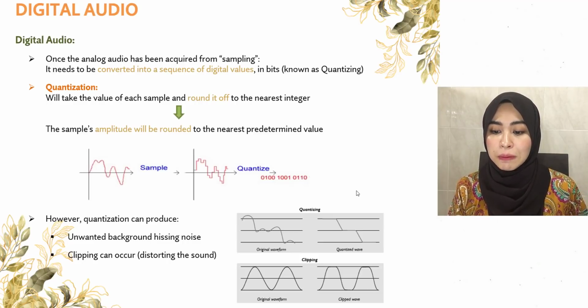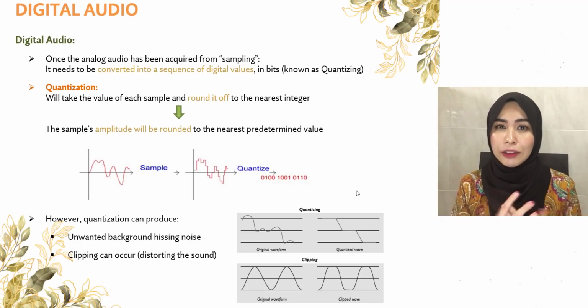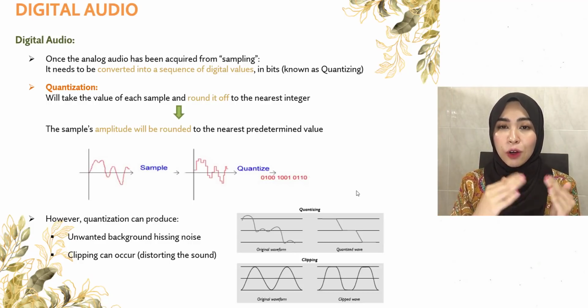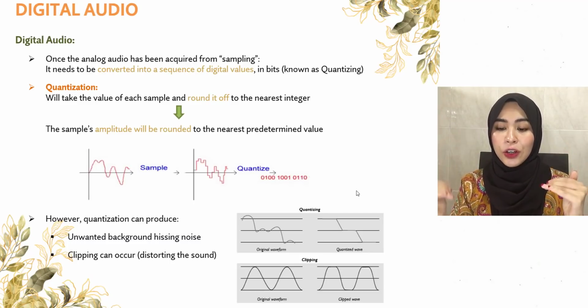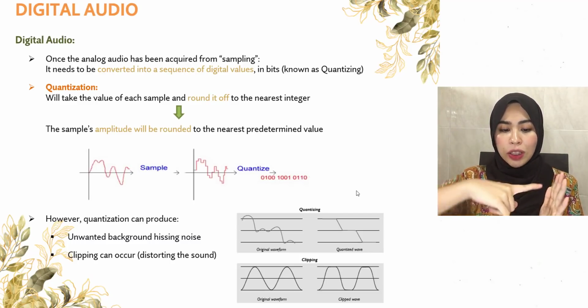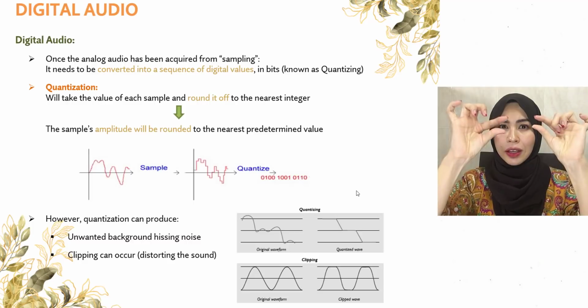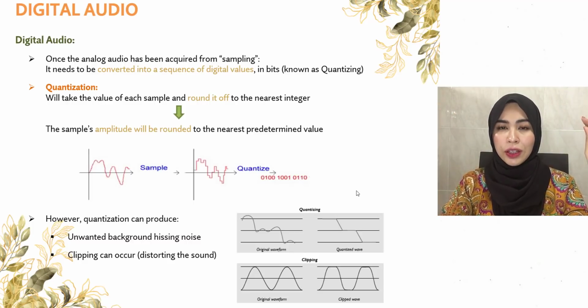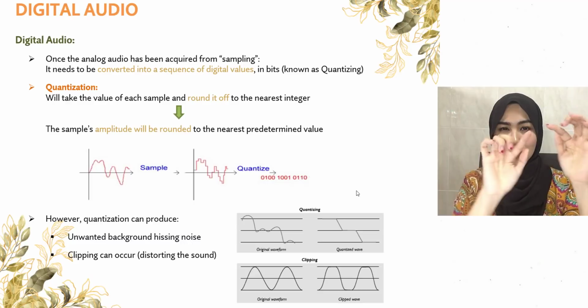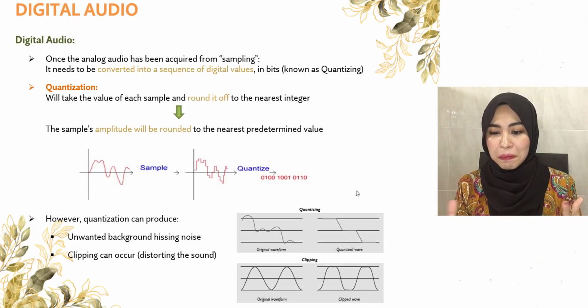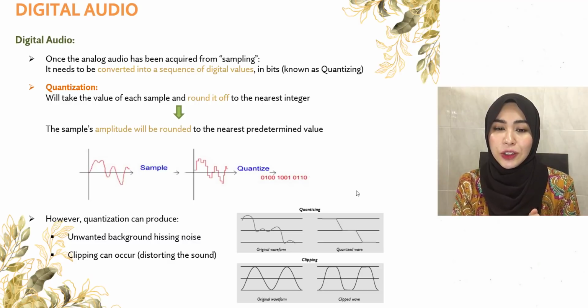Or clipping can occur. For example, let's say we have an audio that is very high pitched. When we are trying to convert that into digital form, clipping can occur. How clipping works is that when the audio is too high, the top of your amplitude, or the peak of your sound wave, gets clipped. So the sound is somehow distorted. This kind of thing could happen when we go through a process called quantization.